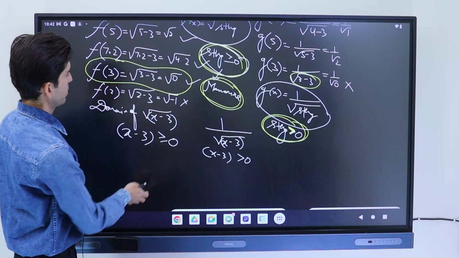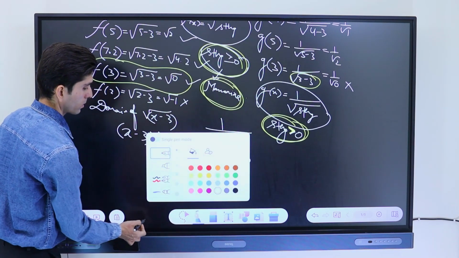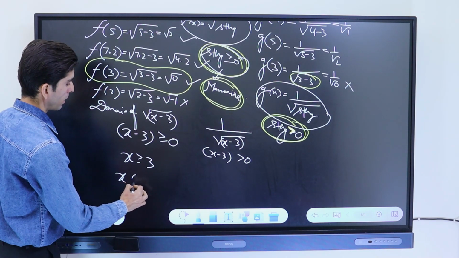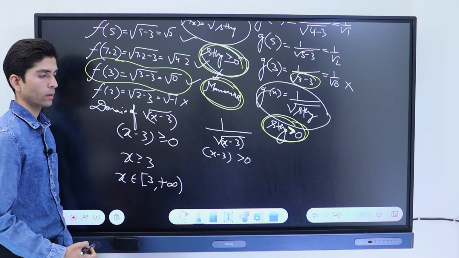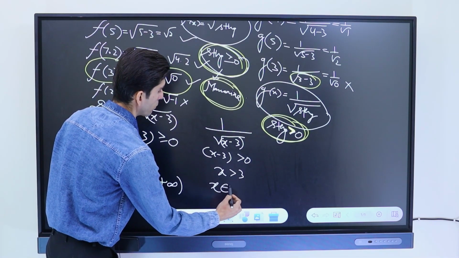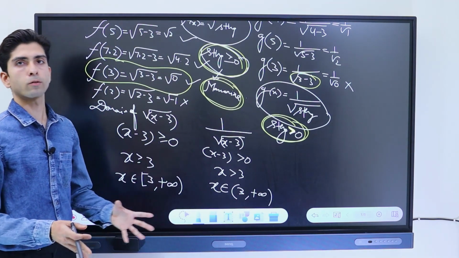Okay, so if you solve this inequality, you get x greater than or equal to 3, and this can be written in the interval form [3, positive infinity). And here you get x greater than 3, which in interval form comes out to be (3, positive infinity). I hope this is clear to you all.